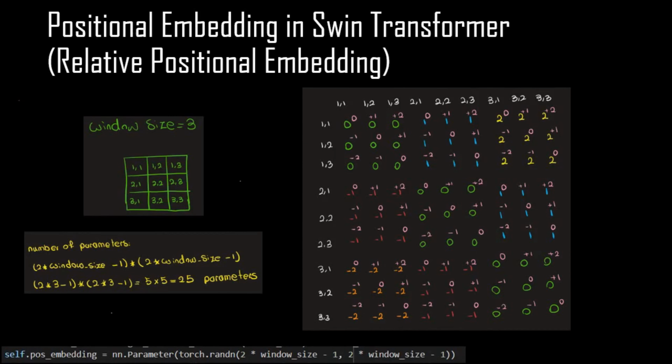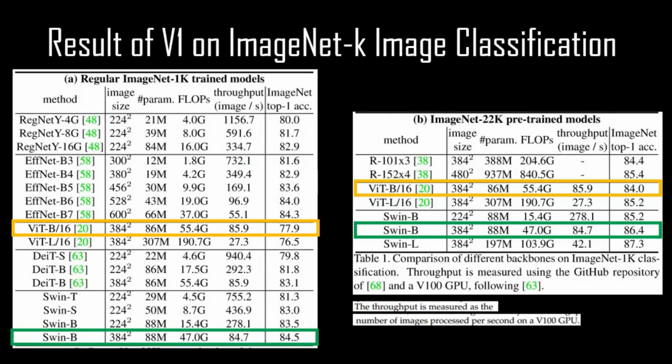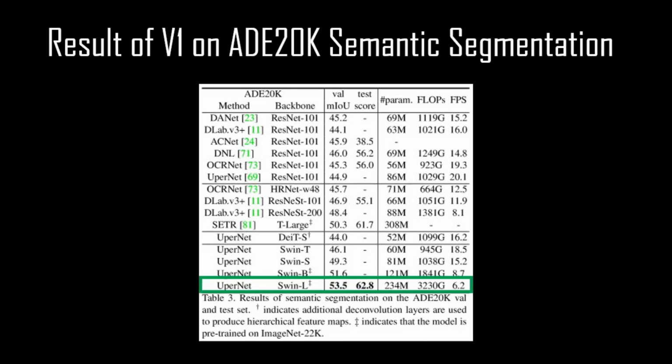Also, we showed how to do the relative positional embedding, and with a smaller number of parameters, we are able to fully define the location of the tokens. In the paper, they showed that if they use relative positional embedding compared to the absolute positional embedding, they're actually getting better results in classification, object detection, or semantic segmentation.